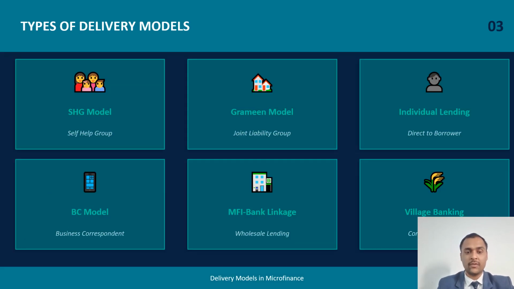Now we are discussing the types of delivery models. There are several models used around the world, but the focus is on the five most important models used in day-to-day life. First is the SHG model, or self-help group model. Second is the Grameen Bank model, which originated in Bangladesh. Third is the individual lending model. Fourth is the BC model, the business correspondent model, and fifth is the MFI-Bank Linkage model. Each model has its own approach, strengths and use cases. Let's explore each one.